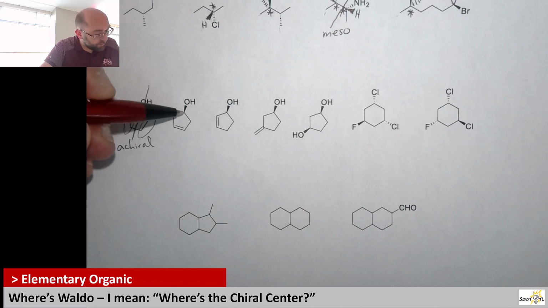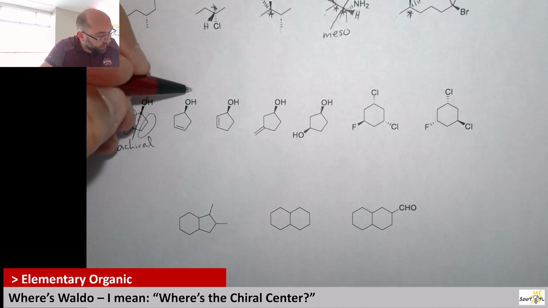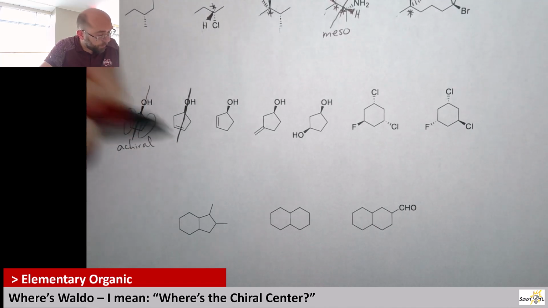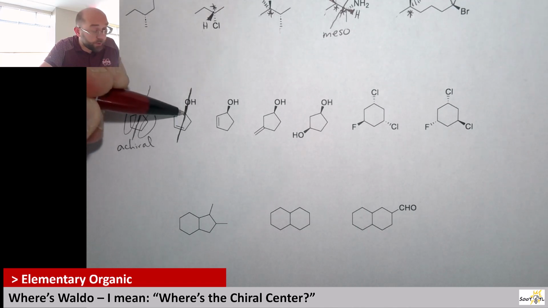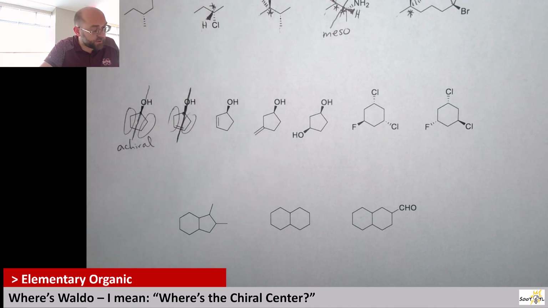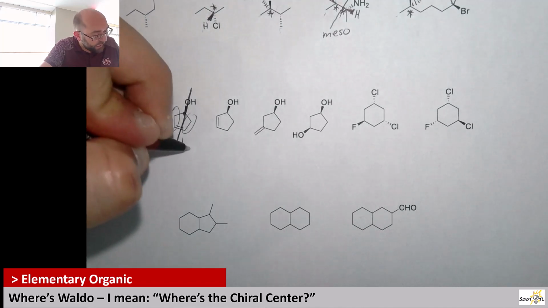Next up, same thing again, we have a wedged OH group here. And so if I were to cut, well, I didn't do a perfect job, but if I were to cut through the middle of that suspected chiral center, I see that this side and this side are the same again. So this is yet again achiral.